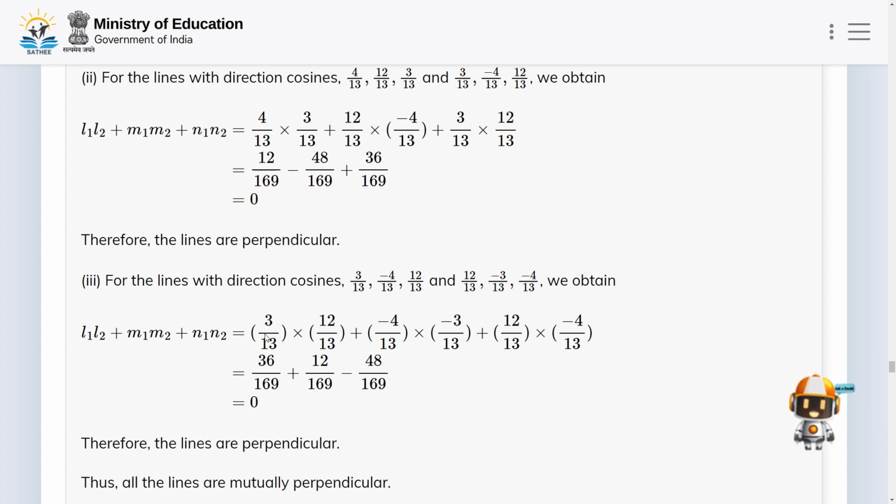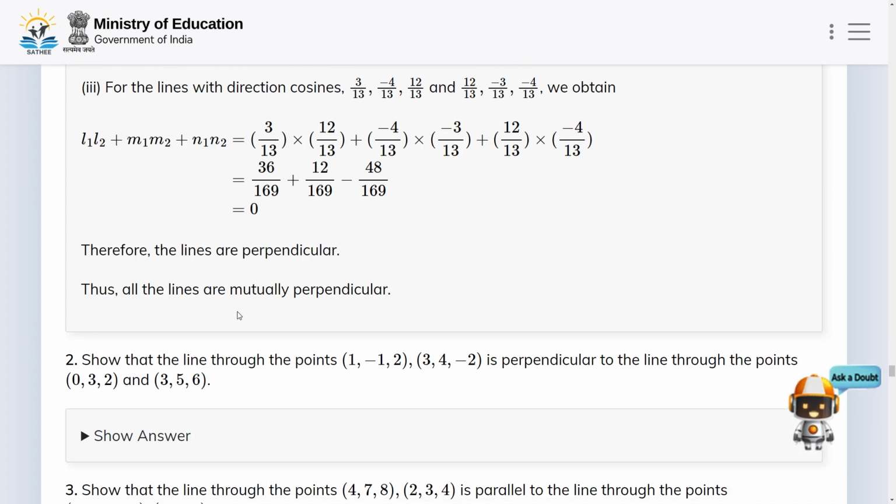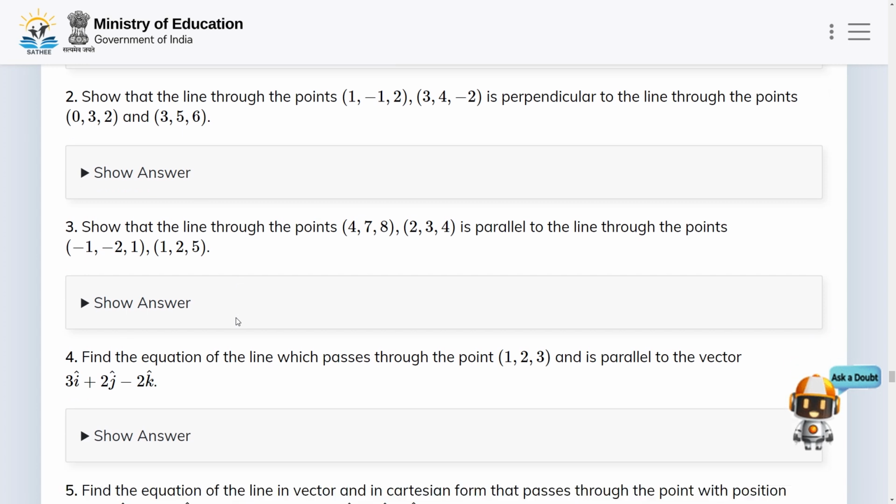Very simple. What you have to do is just remember this little thing: it must be equal to 0 when you are talking about perpendicularity. I hope that it is clear to you. Now let's move to the second question.